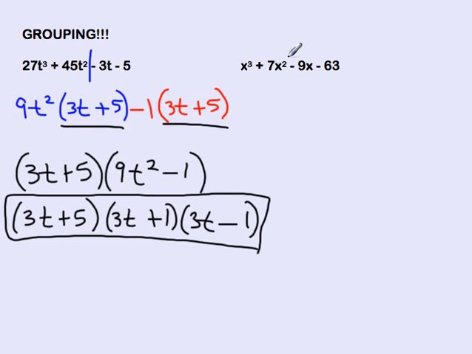Moving over to this problem, again, split this up into 2. Take these first 2. I'm going to take out an x squared. And that leaves me with x plus 7.